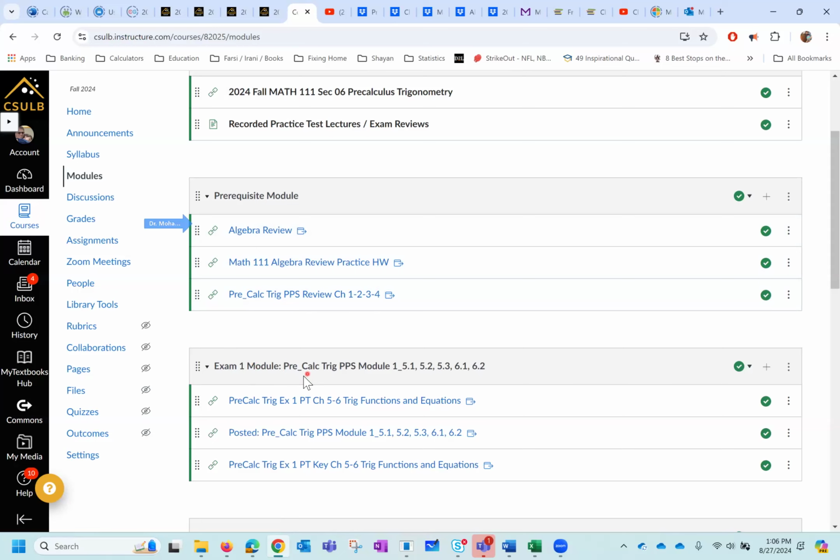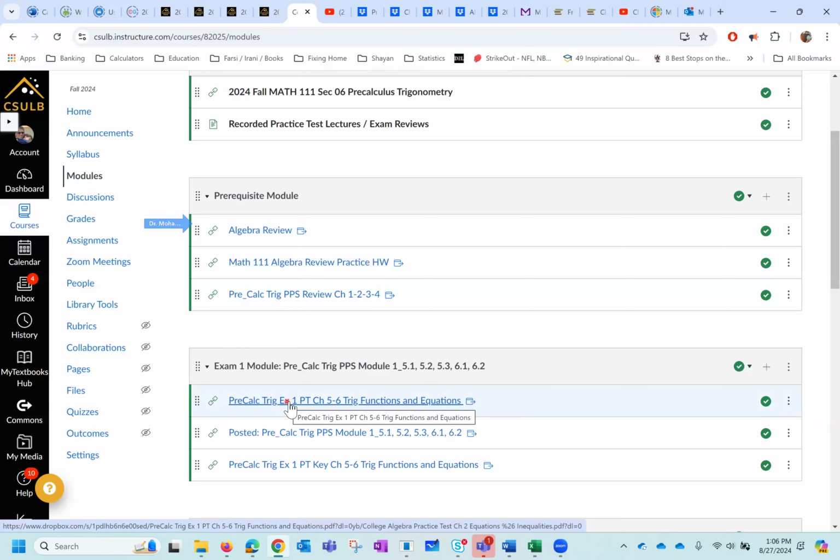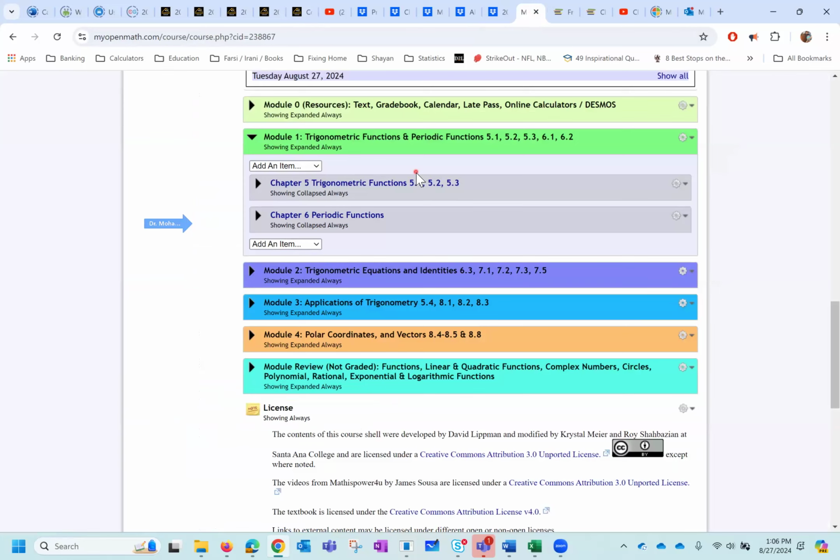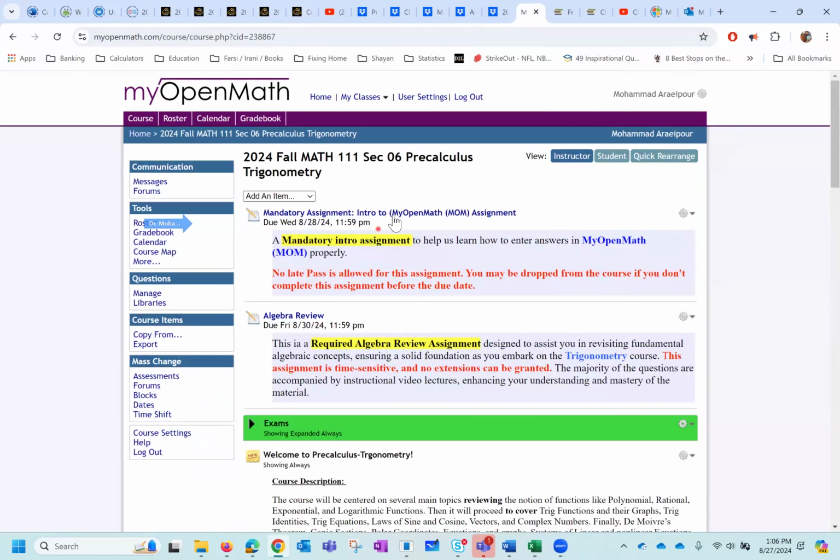We're concerned with the first module. You have the calculus, you have the practice test, you have the PowerPoints, you have the key to the PowerPoints, to the practice test, and you have the detailed solution recorded. And at the very top here, this is the one that takes you to my Open Math. When you go to my Open Math, you start at the very top with Introduction to my Open Math. Then you do the algebra review.